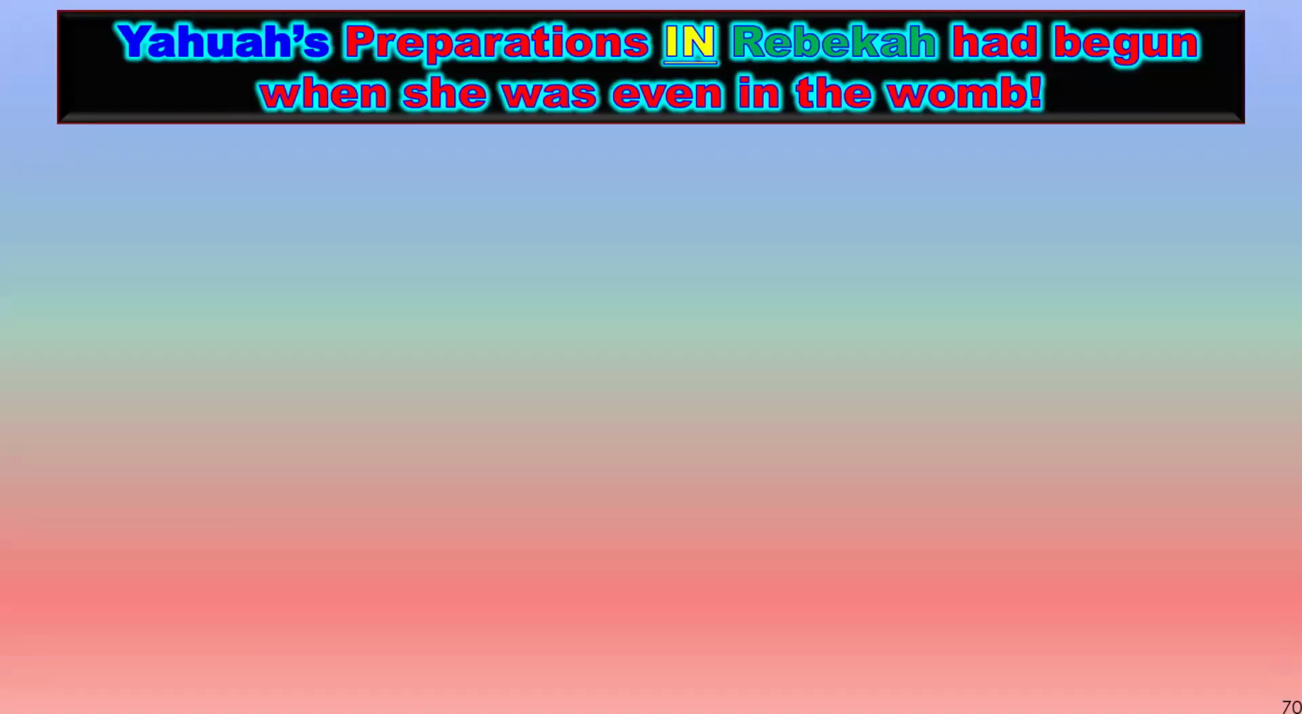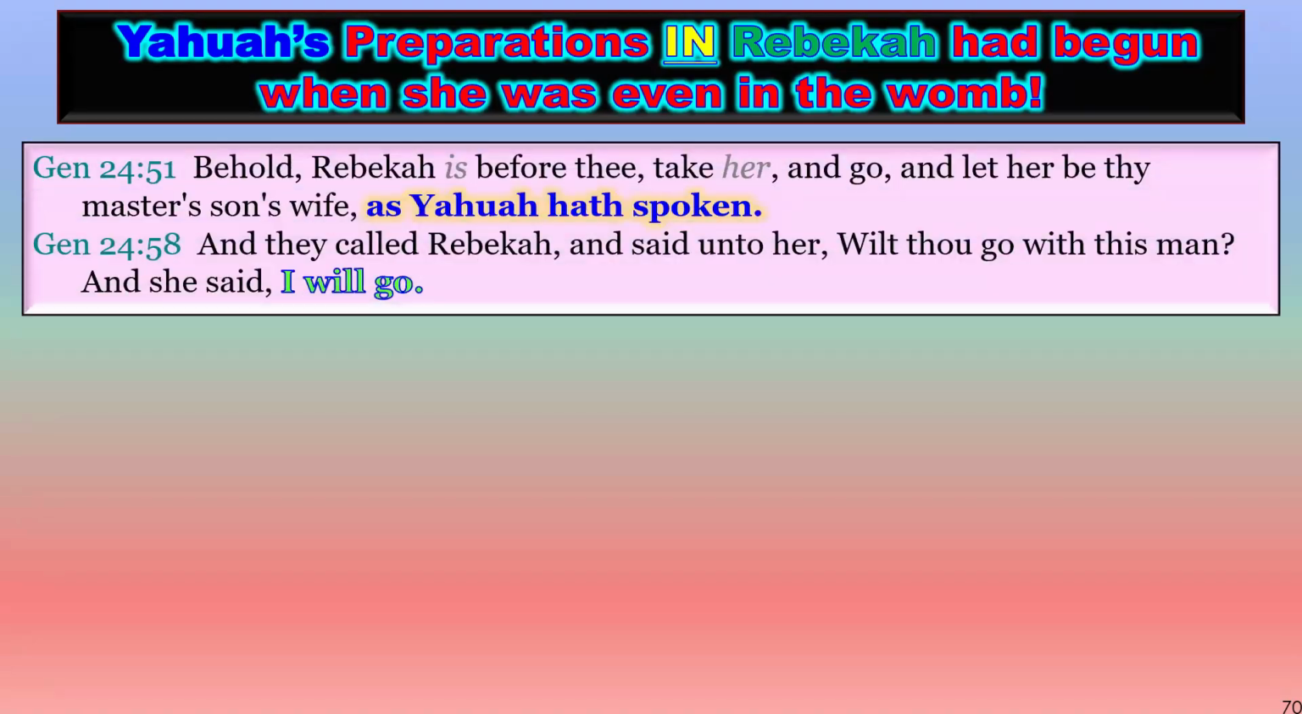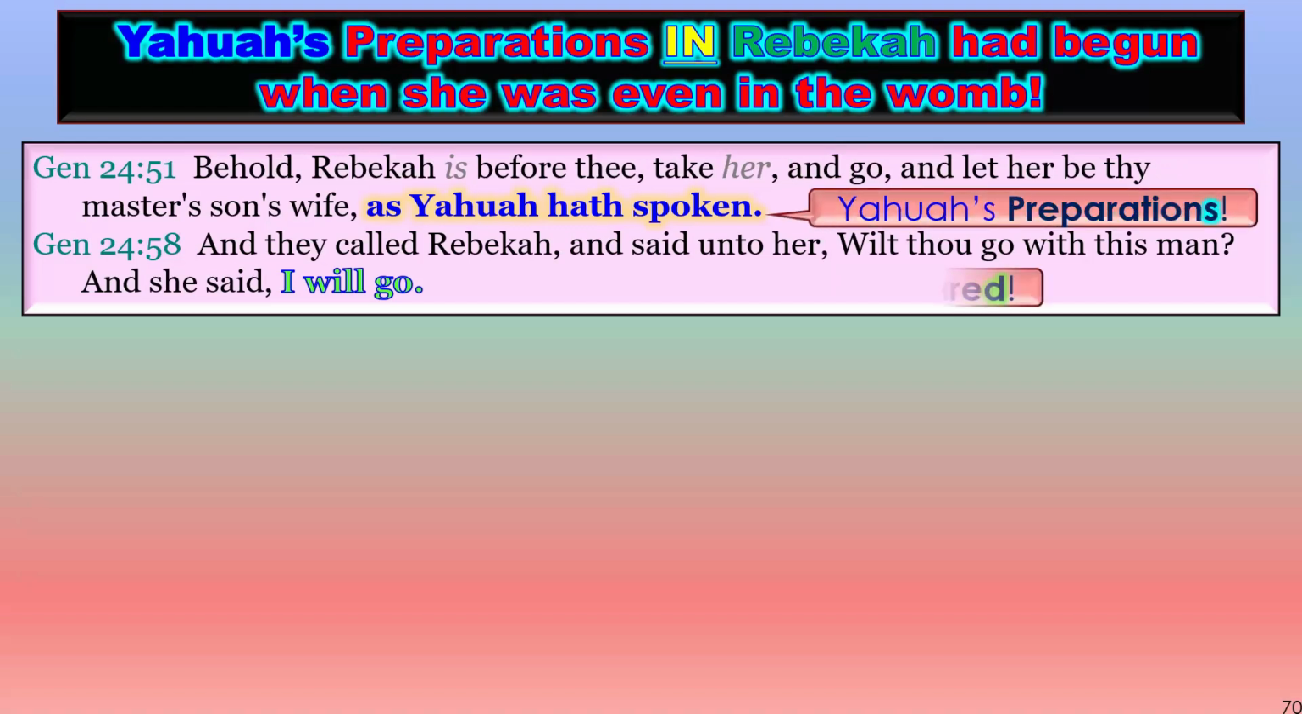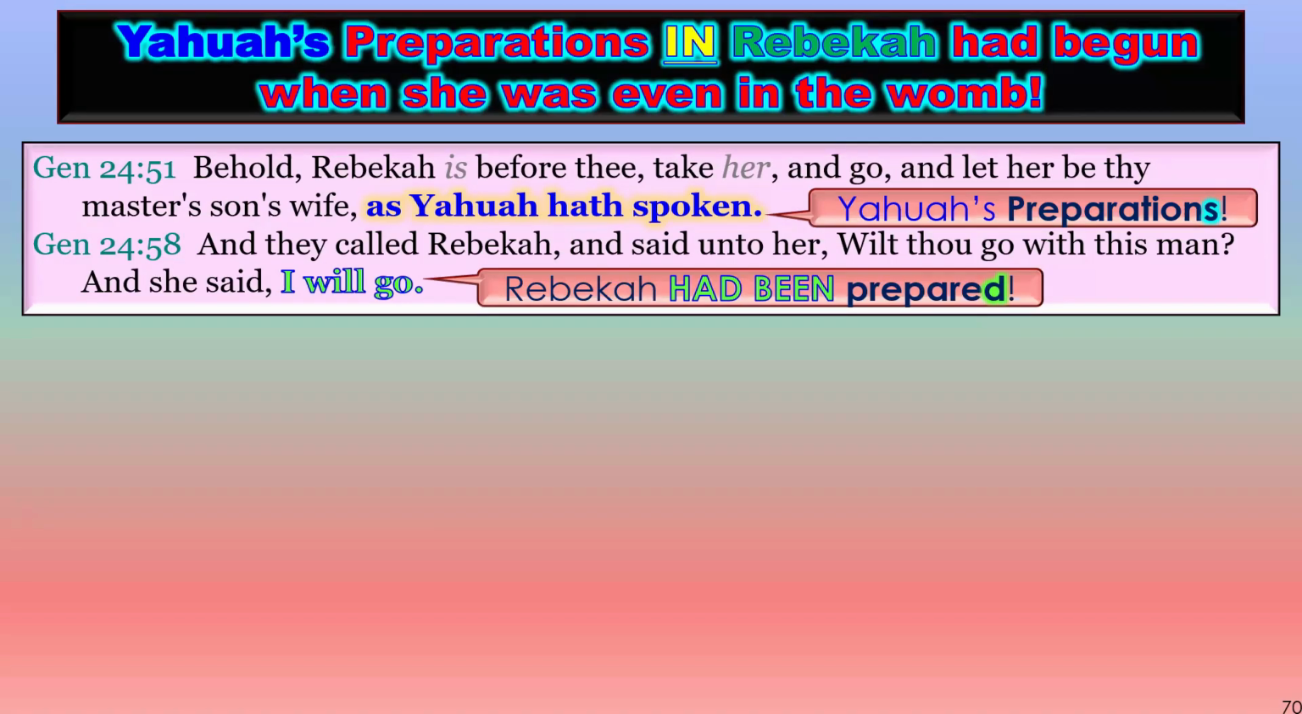Yahuwah's preparations in Rebekah had begun when she was even in the womb. Genesis 24, verse 51. Behold, Rebekah is before thee. Take her and go, and let her be thy master's son's wife, as Yahuwah hath spoken. And they called Rebekah and said unto her, wilt thou go with this man? And she said, I will go. Yahuwah's preparation, it says there, as Yahuwah hath spoken, it had already been done. Yahuwah had already prepared inside of Rebekah. She was ready to go. There was no hesitation. I will go. When Yahuwah has important things to do, he is prepared.